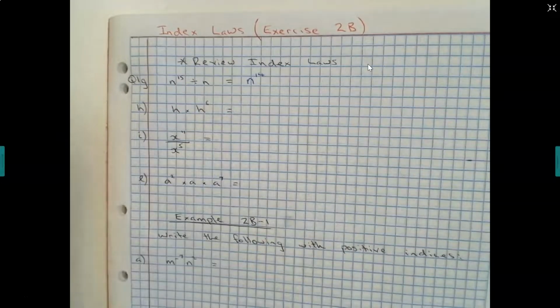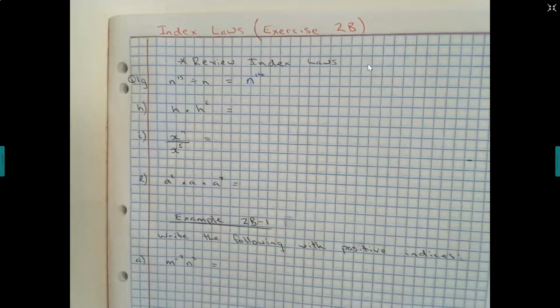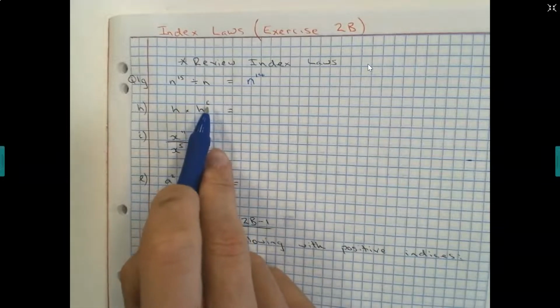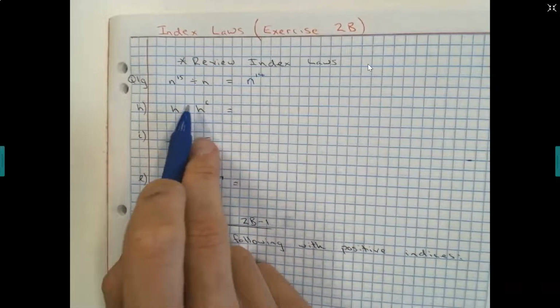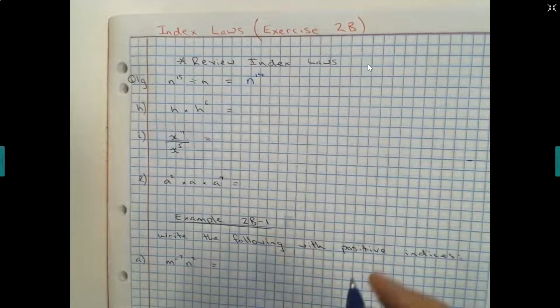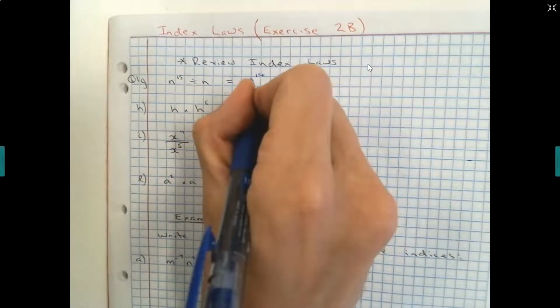Now you can see that we have a multiplication, and we have two bases. Essentially it's h to the power of 1 times h to the power of 6. Sorry, that's a little bit small. Again, we're just adding the indices, so it's going to be h to the power of 7.